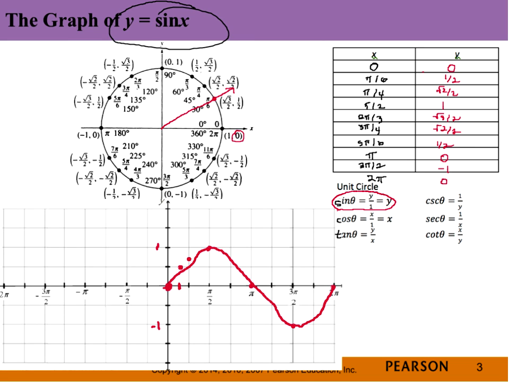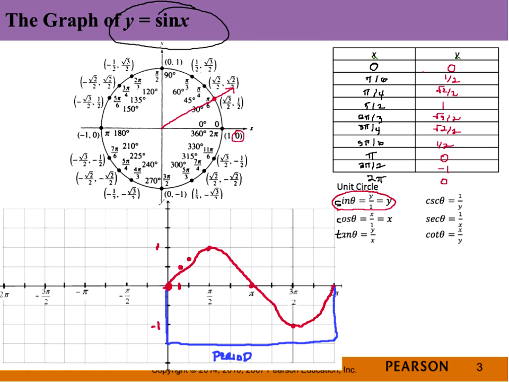Okay, so you notice I started at 0, 0. I passed through pi 0, dipped down, and then came back up and landed at 2 pi 0. So this is considered one cycle, if you will, of the sine function. So when we've passed through an entire cycle, this is called the period of the function.